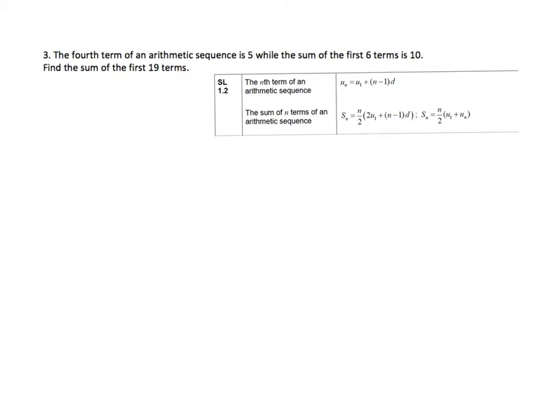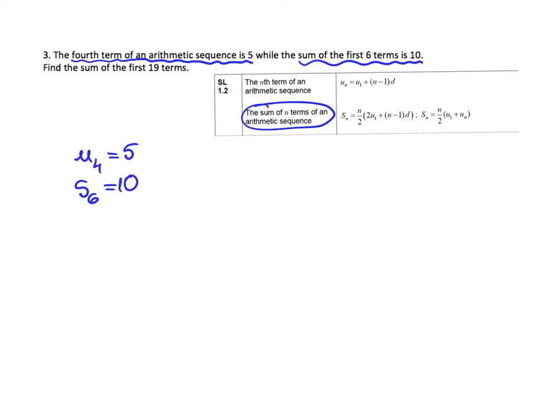Question 3, it's again about an arithmetic sequence. So if we look in our formula booklet and we map the information given into equations, we know that the fourth term is 5, while the sum of the first 6 terms is 10. Sum of the first 6 terms is denoted by S6, so S6 is 10. I must find S19.